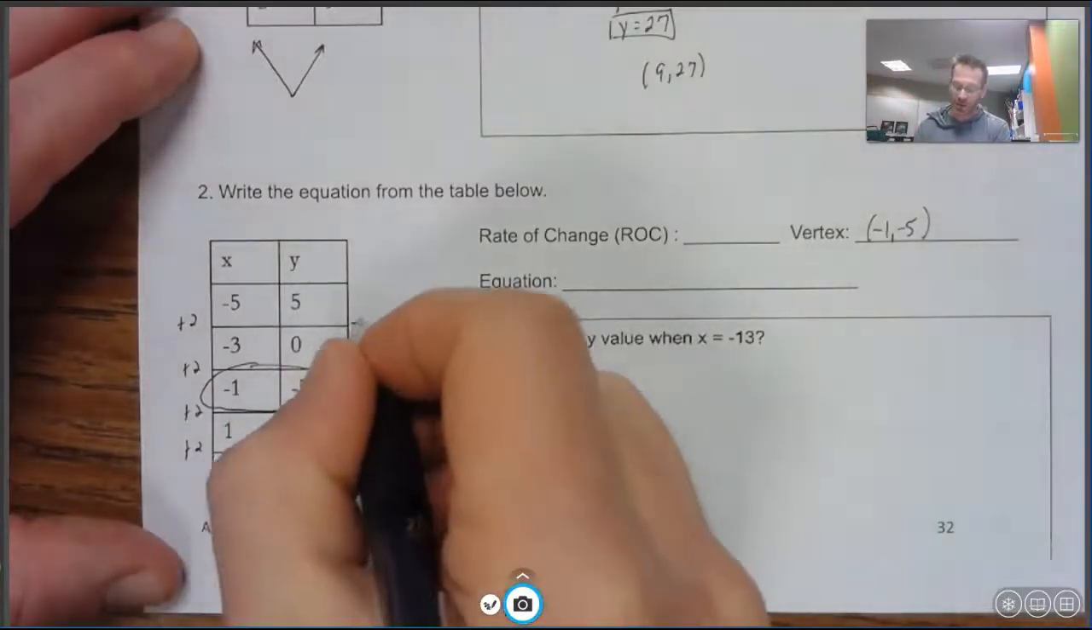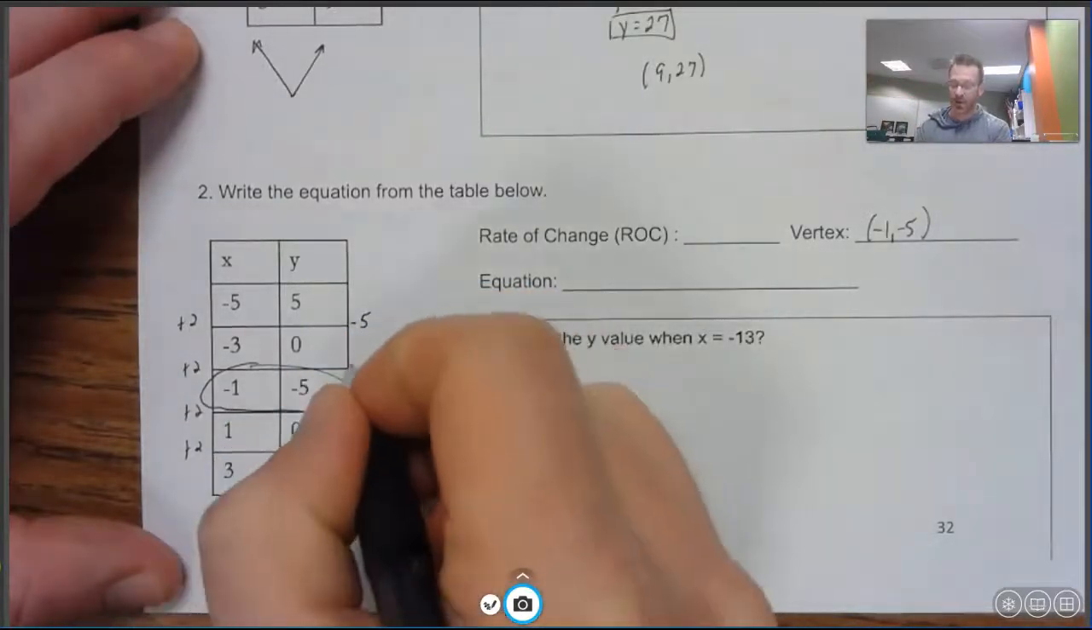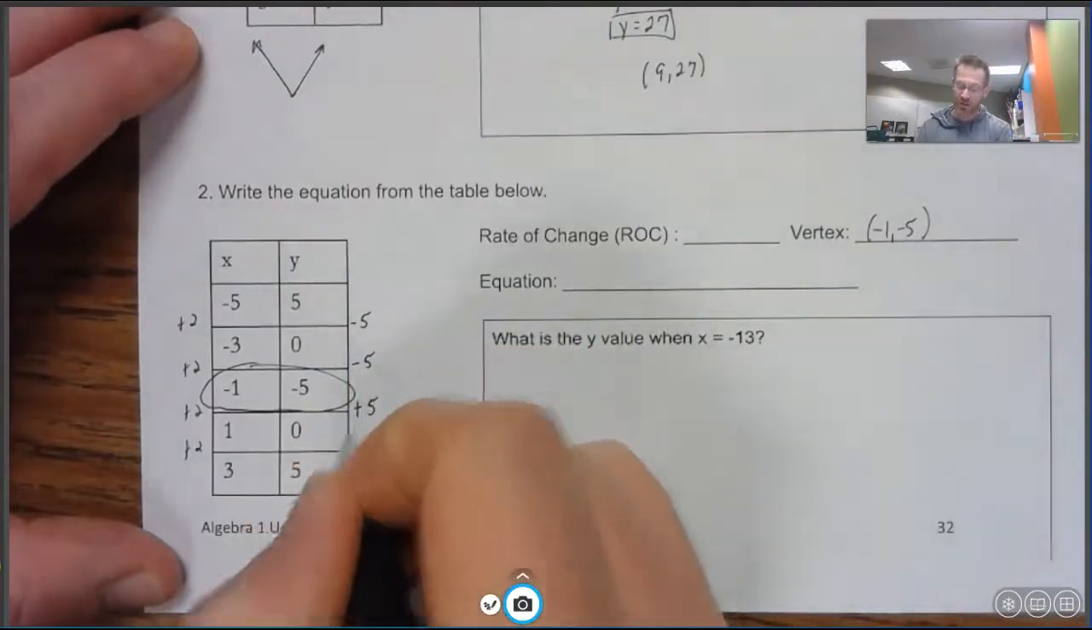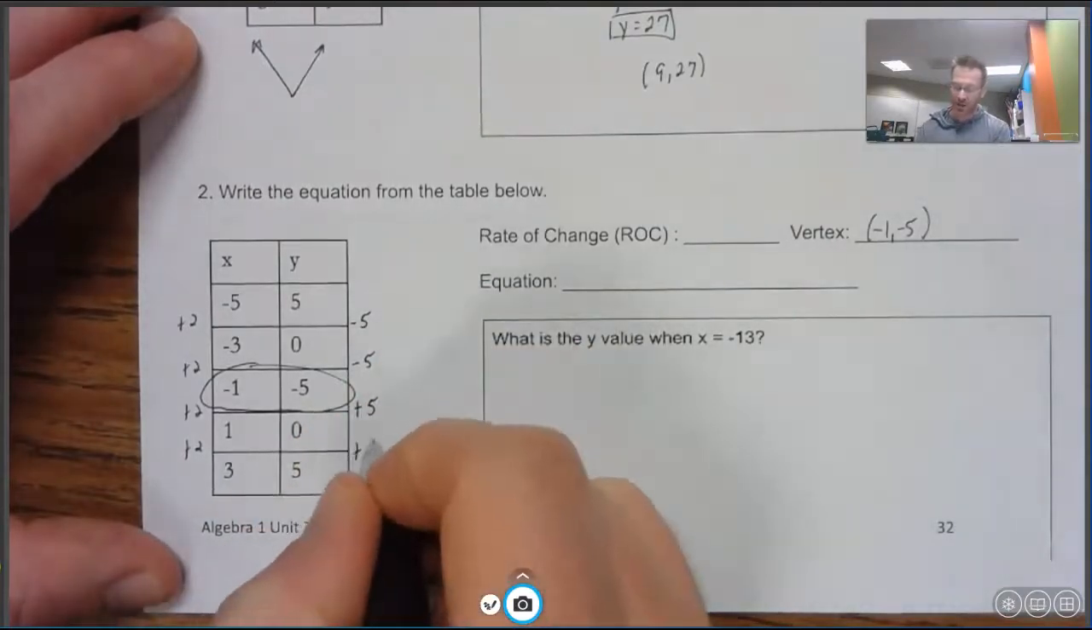Now 5 to 0, I go down 5. 0 to -5, I go down 5 again. -5 to 0, I have changed direction. I am now increasing, and 0 to 5, I increase again.